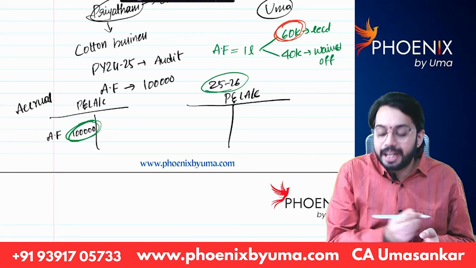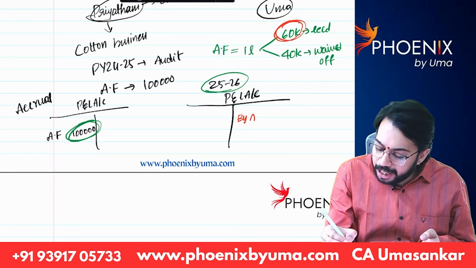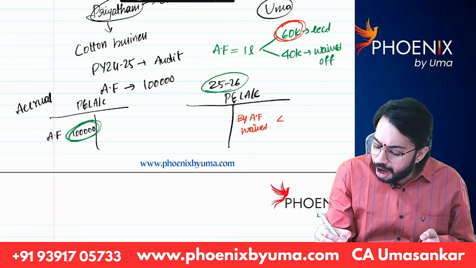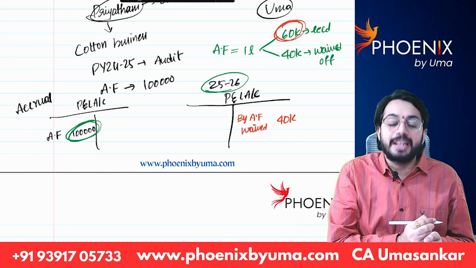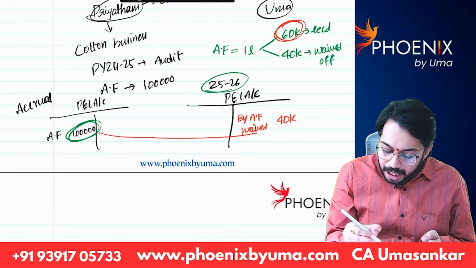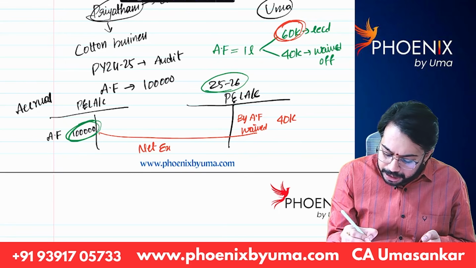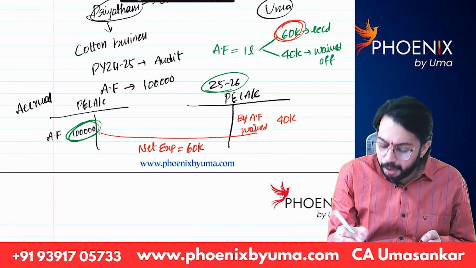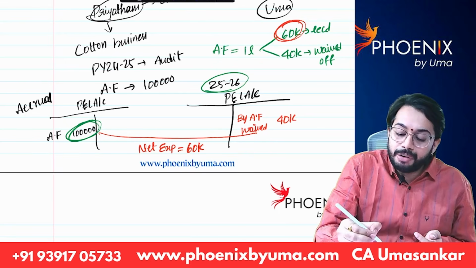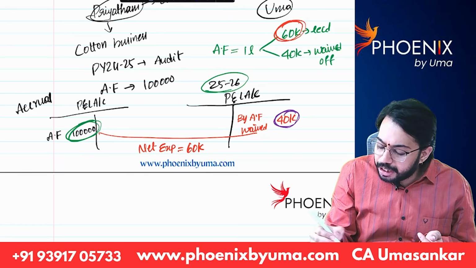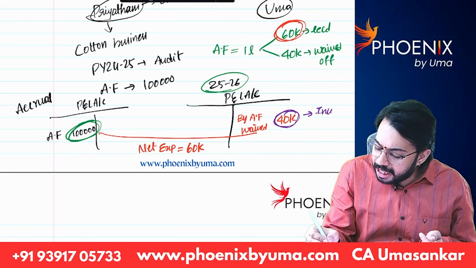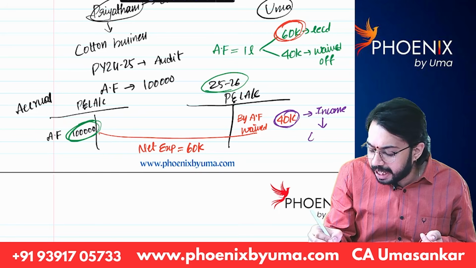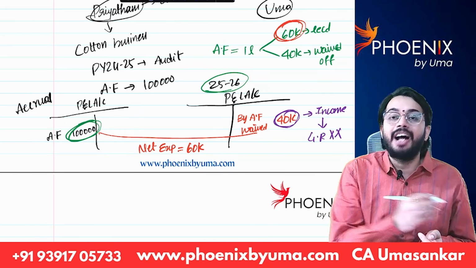So in 25-26 what we will do? Audit fees waived off. How much audit fees waived off? 40,000 rupees. That will be recognized as income. So that net expenditure, how much? 60,000 will be booked in books of accounts. Now in 25-26, 40,000 rupees is recognized as income, right? But this will not be treated as gross receipts. Are you able to understand?